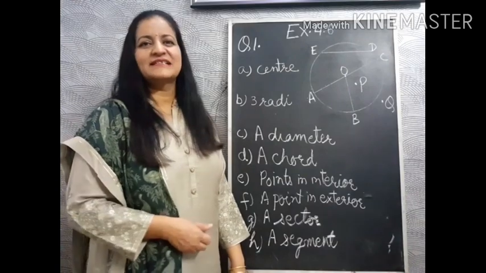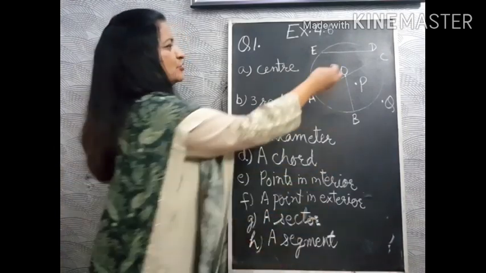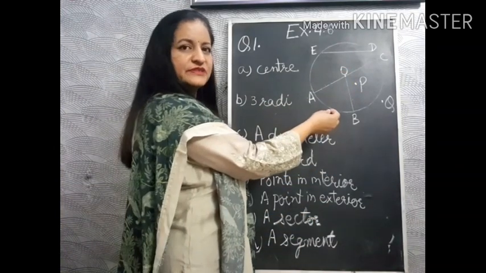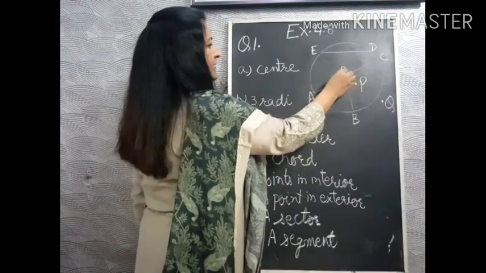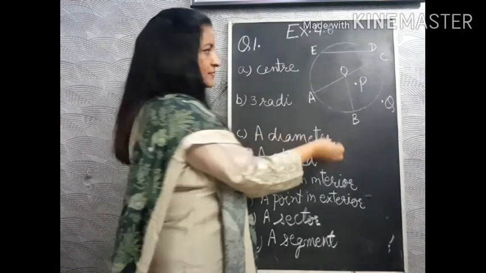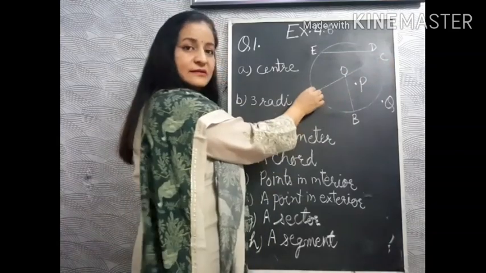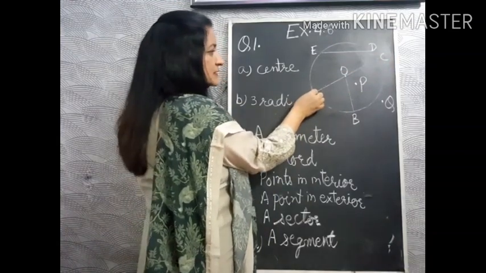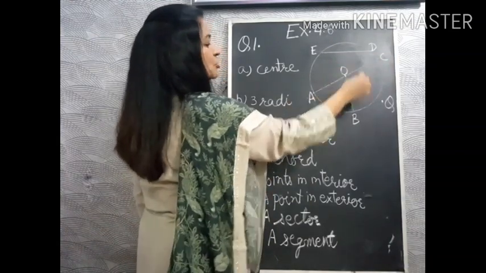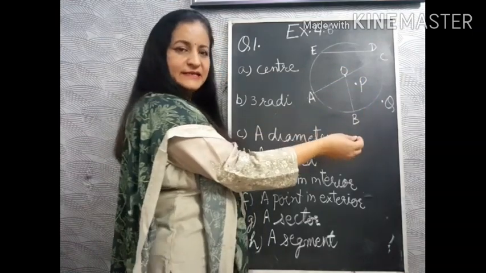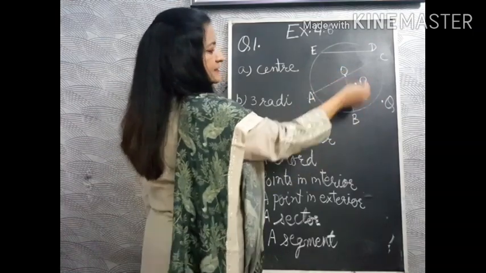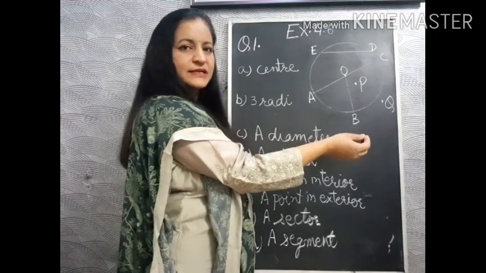Now we'll start with exercise 4.6. You have to draw this figure in your notebooks with the help of a compass and mark point O in the center. Draw AC, diameter of the circle, and from O draw OB, that is the radius which touches the center and circumference of the circle.